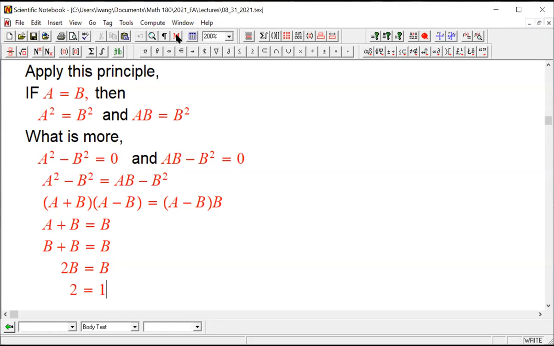If 2 equals 1, we keep going, then 3 is 2, 2 is 3, 3 is 4, 4 is 5, 5 is 6. Can you guys imagine what happens? So 1 is 2, 2 is 3, 3 is 4, 4 is 5. So all the numbers we know of, they're all the same. See if the mathematics theory doesn't collapse or what?